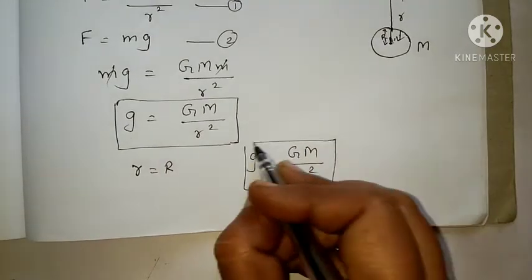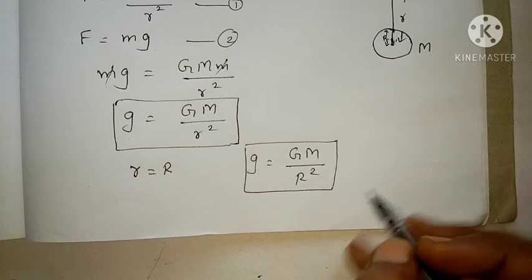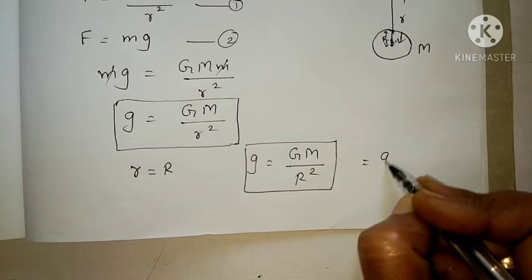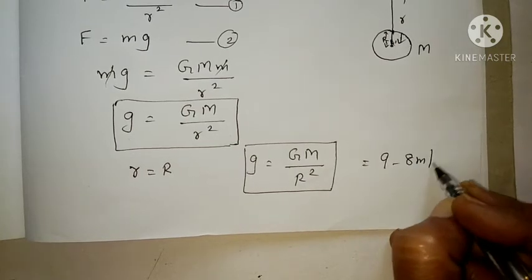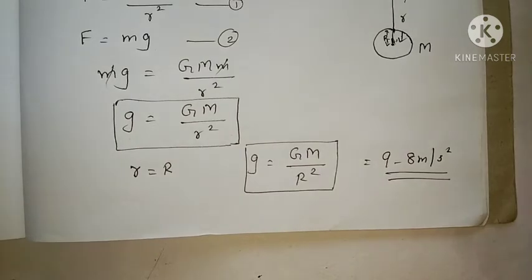So when you substitute the mass of the earth, the gravitational constant G, and the radius of the earth, we get the value of g, that is equal to 9.8 meter per second square. This is the acceleration due to gravity when the object is on the surface of the earth. So according to the above equation, you understand that g varies from place to place depending on the height or the depth of the place. That is, g is inversely proportional to r square.